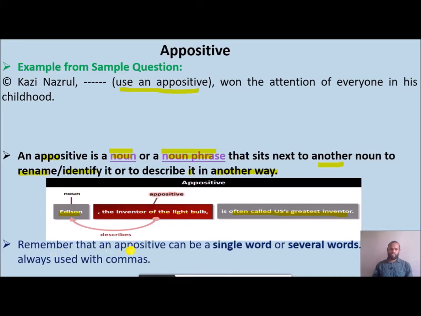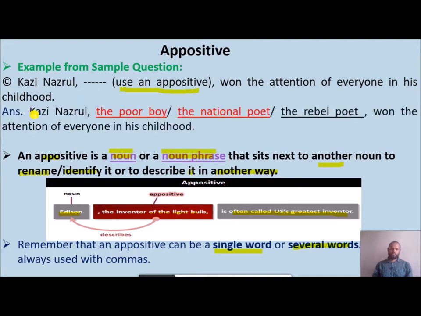So remember that an appositive can be a single word or several words. Always use commas. You see that here this very part is written in the middle of two commas. So let's see the probable answer of this very question. Now, Kazi Nazrul, the poor boy, the national poet.